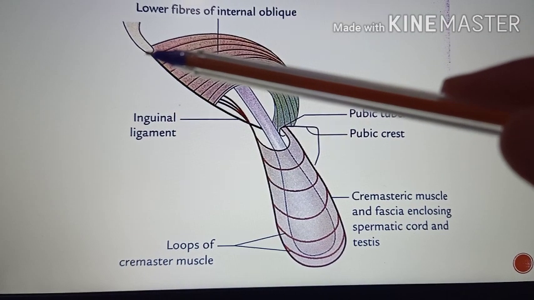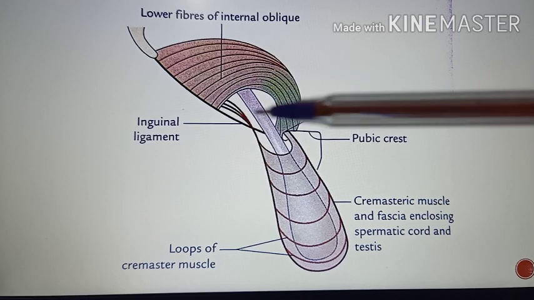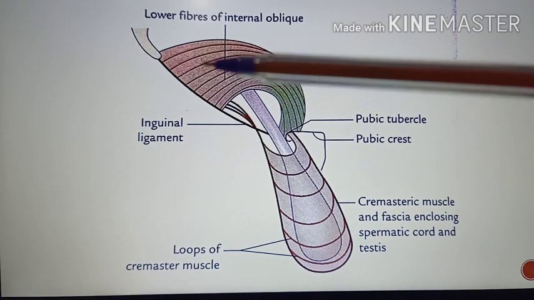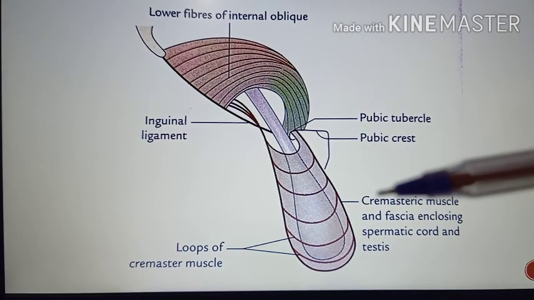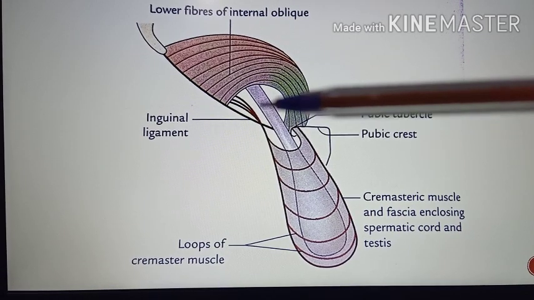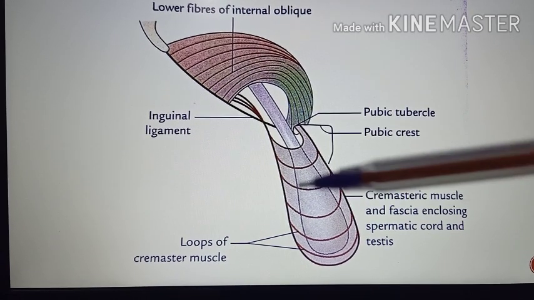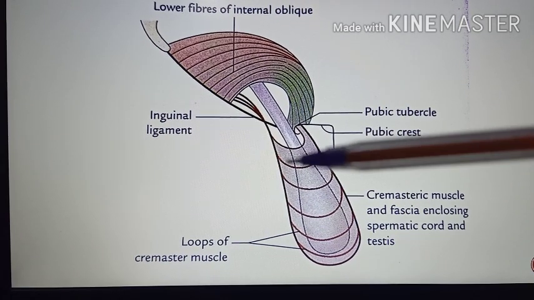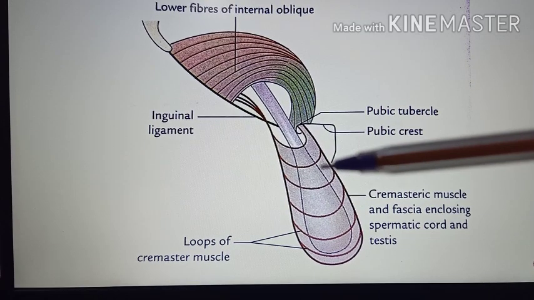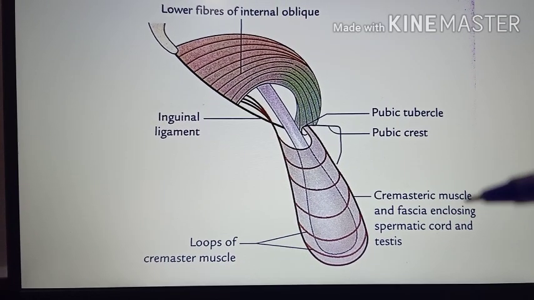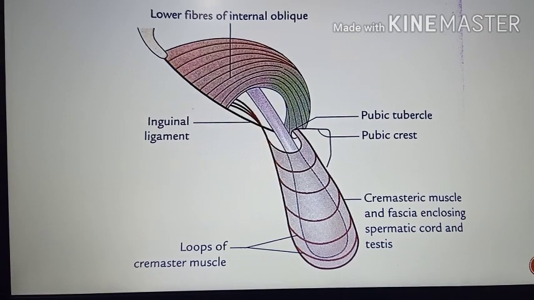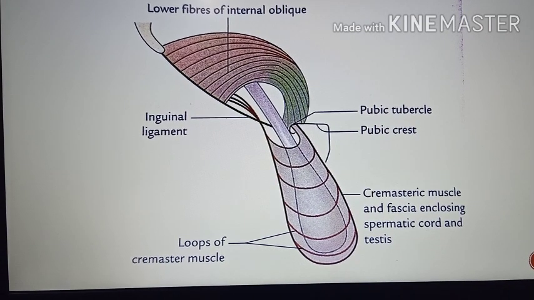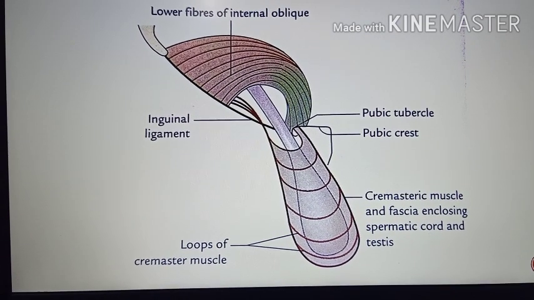In this picture, what you can see is the inguinal ligament, the anterior superior iliac spine of the hip bone, and the lower fibers of the internal oblique. Here you have the spermatic cord and the testis, and surrounding the testis you can see the cremasteric muscle. Now coming to the other features related to the internal oblique muscle.